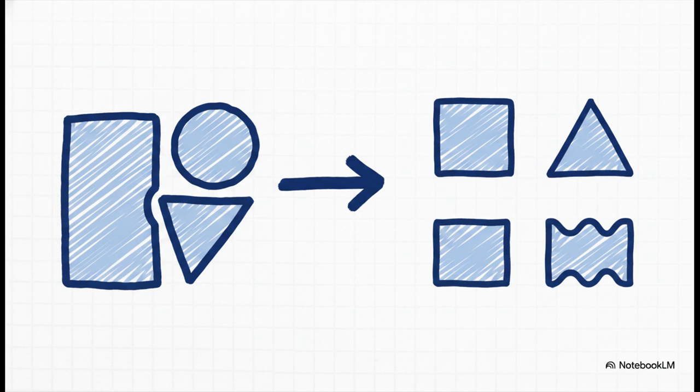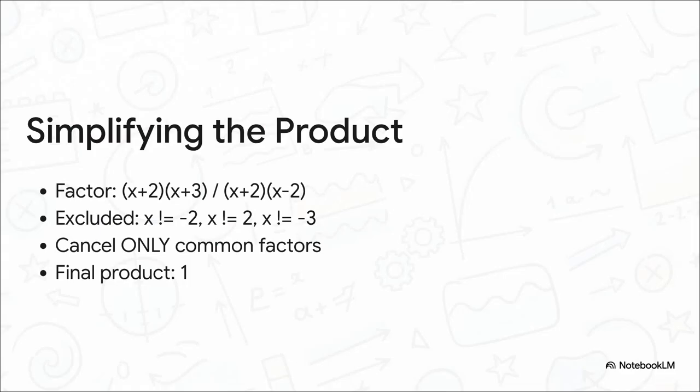Visualize our four steps. First up, we need to break these polynomials down into their multiplied pieces. Basically, we need to factor. Following our steps, we factor that first numerator into x plus 2 times x plus 3. The first denominator is a classic difference of squares, so it becomes x plus 2 times x minus 2. That second fraction, well, it's already simplified.